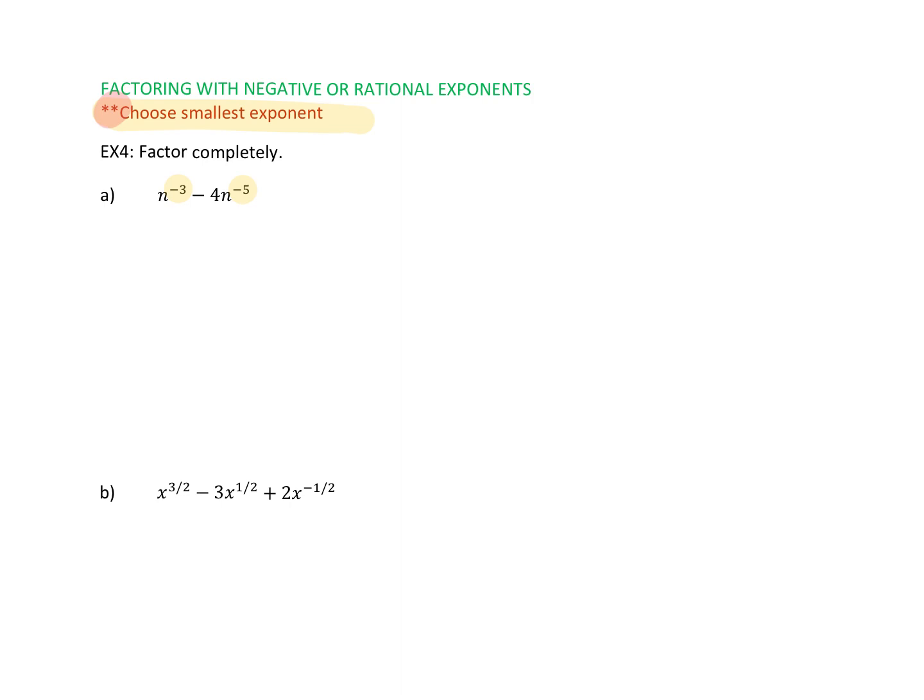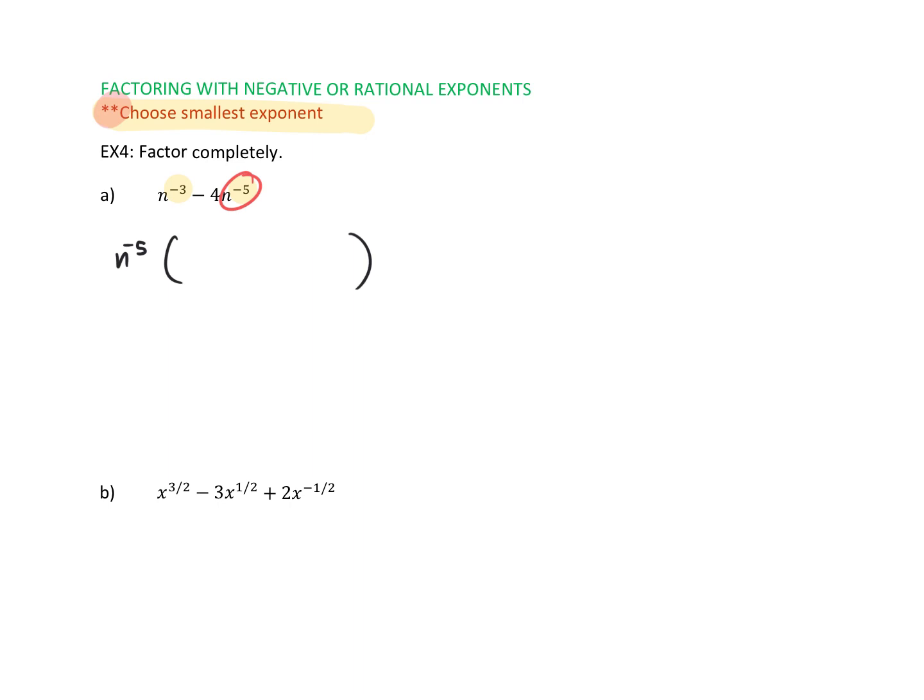Which one's smaller, -3 or -5? Now be careful, remember, on the number line, -5 comes first. So -5 is technically the smallest. So we're going to factor out n to the -5th. And the question would be, what is left? So this can be a little tricky. Remember, just take a moment, breathe, you can figure it out.